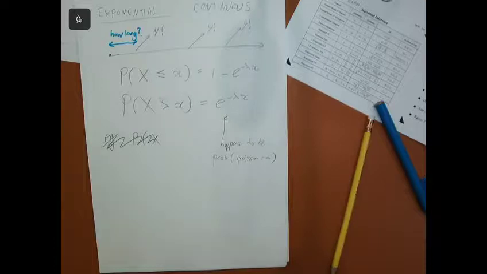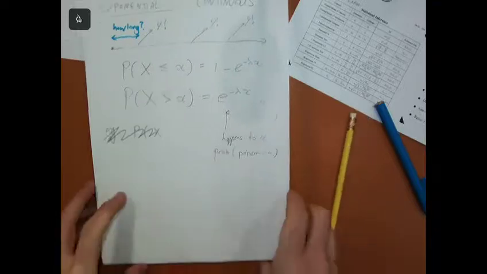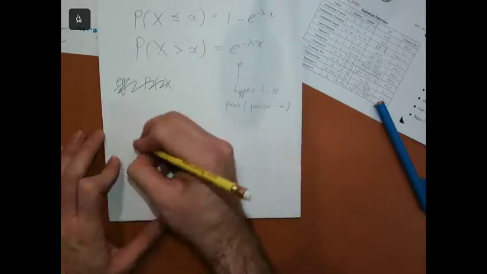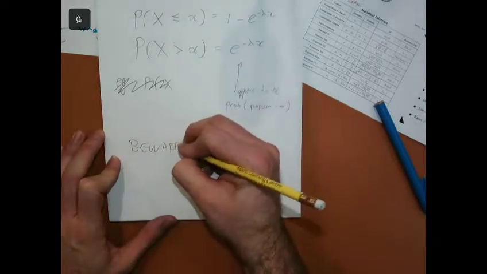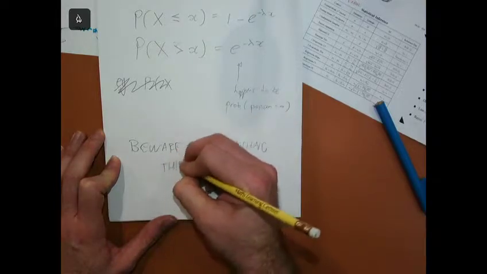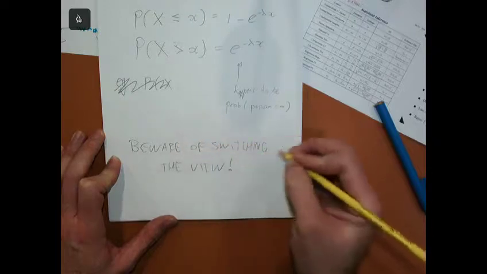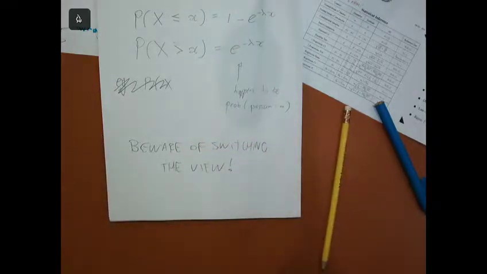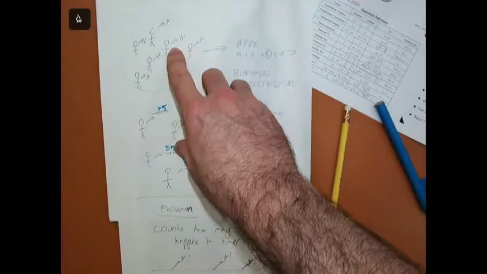And the last piece of advice for probability distributions is that there are times when they ask you to switch your view. I've mentioned it a couple of times, but beware of switching the view. I've done it twice already. When you switch your view from the individuals to the group, it goes from being a Bernoulli to a binomial. So the individuals have a Bernoulli distribution, but the group has a binomial distribution.